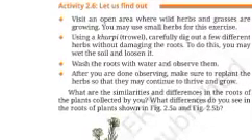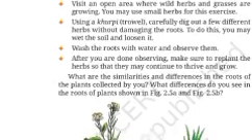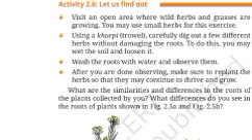Activity 2.6. Let us find out. Visit an open area where wild herbs and grasses are growing. You may use small herbs for this exercise using a khurpi or trowel. Carefully dig out a few different herbs without damaging the roots. To do this, you may wet the soil and loosen it.